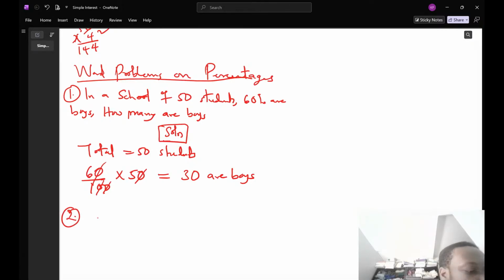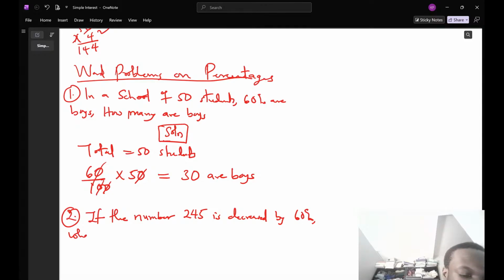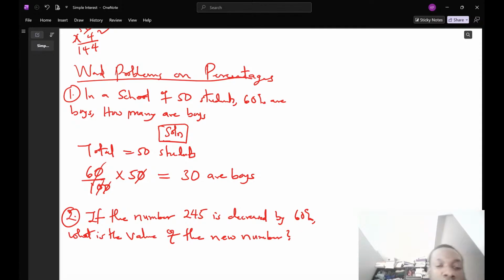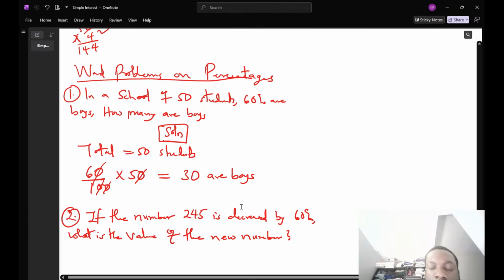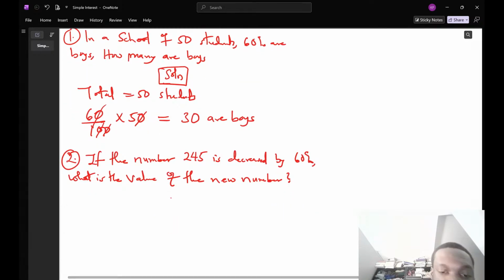So one question says, if the number 245 is decreased by 60%, what is the value of the new number? It says if the number 245 is decreased by 60%, what is the value of the new number?